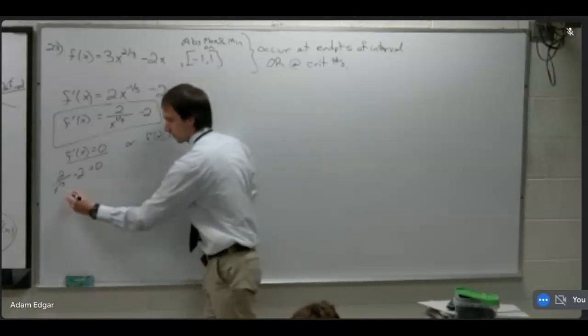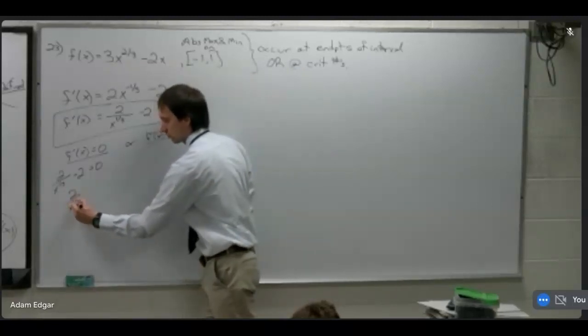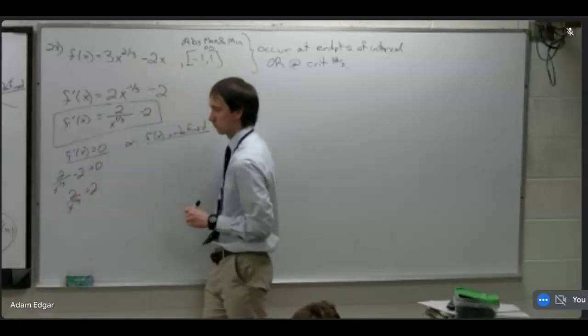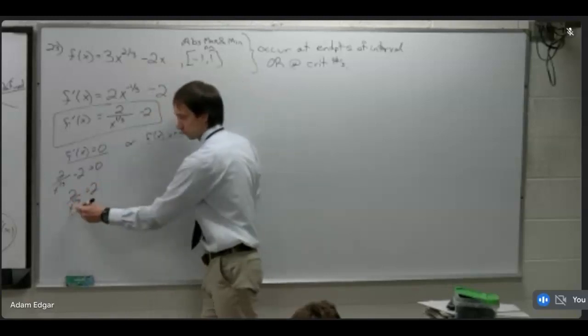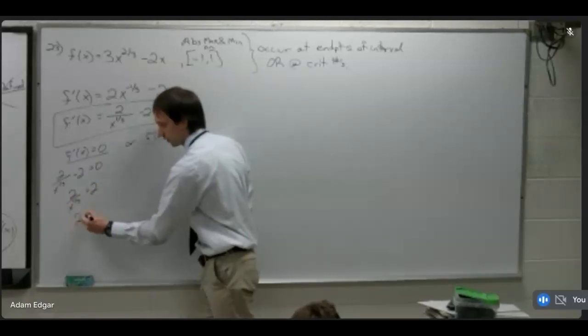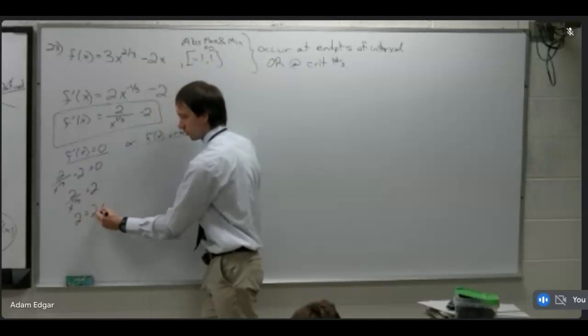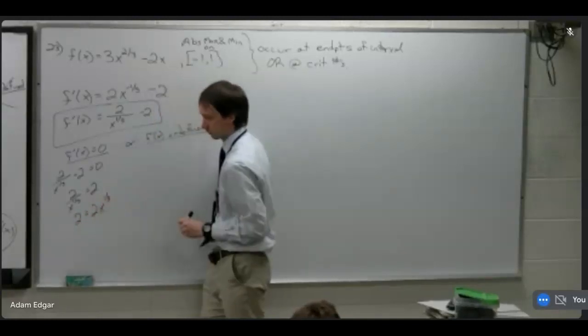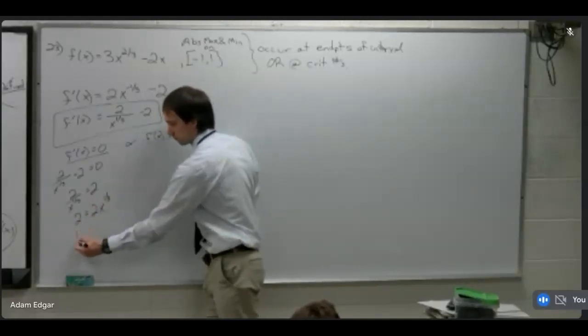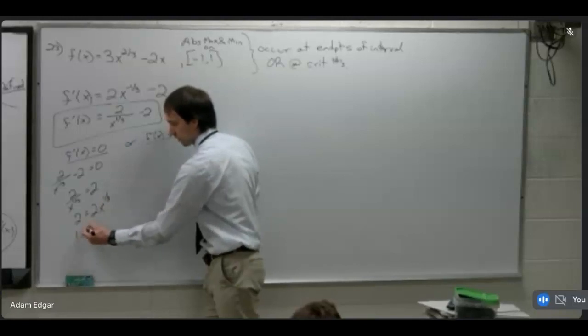Yeah. Add the 2, then what? Yeah, multiply the denominator over. You have 2 equals 2x to the 1/3. Then what? Divide by 2, and you get 1 equals x to the 1/3.